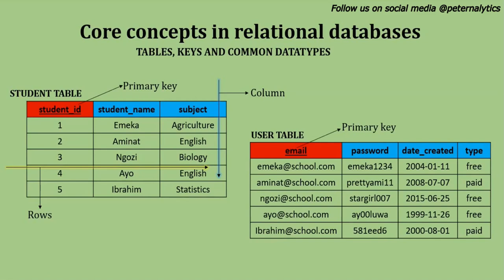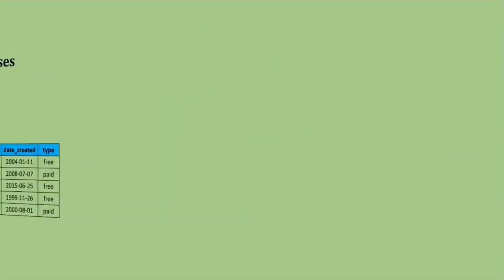The primary key uniquely defines these particular rows. So if you see Ayo at school.com, you know that this is your own unique account. The primary keys are very important, because we will use them to uniquely identify each row and define each row.